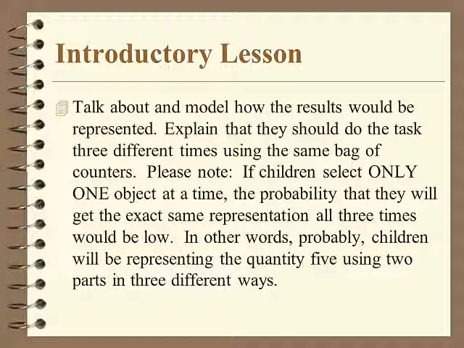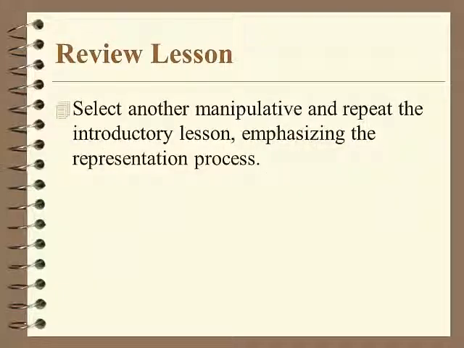Ask students to repeat the activity 3 times, using the same bag of manipulatives. If the students select one object at a time, the children will be representing the quantity 5 using 2 parts in 3 different ways. Select another manipulative and repeat the introductory lesson. Keep attention on the representation and always ask questions.